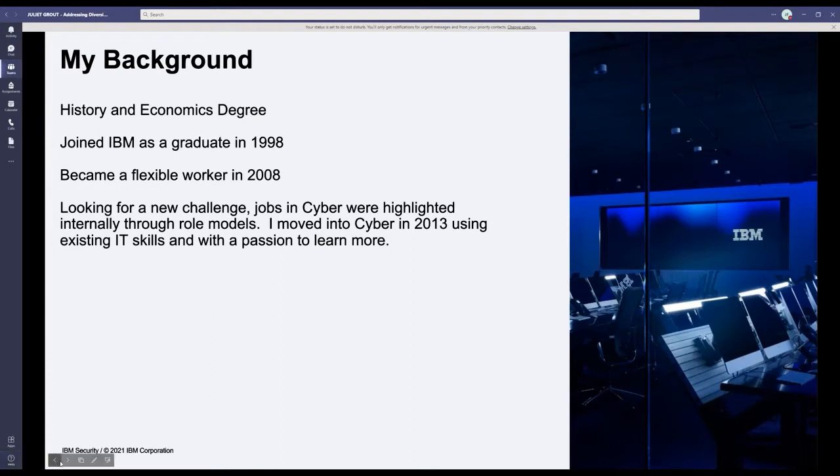After a few years working flexibly, I realised I was in a bit of a career cul-de-sac and was looking for new opportunities, and started to consider cyber. One of the reasons I moved into cyber was that we had some really good role models internally, who showed me there was a diverse team in cyber and that there were people doing cyber roles on a flexible contract like myself. So after a lot of debate and looking at the area, I moved into cyber in 2013, using the existing skills I had and a passion to learn more.